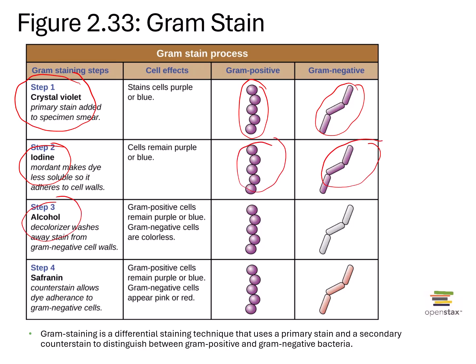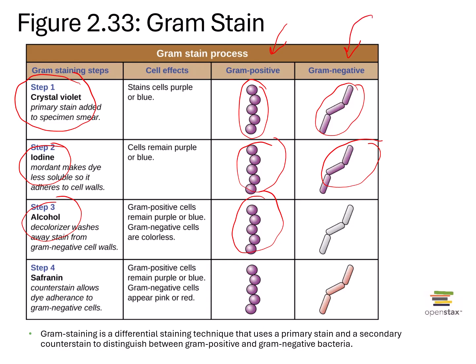The third step is the decolorizer, which is alcohol, and this can be ethanol or maybe an acetone ethanol complex. And what will happen here is in gram-positive cells, they have a really thick cell wall made of a chemical called peptidoglycan. Their thick cell wall is going to resist the alcohol step, so nothing happens.